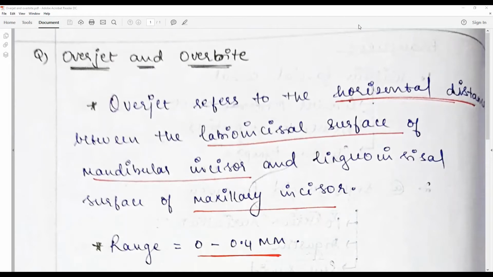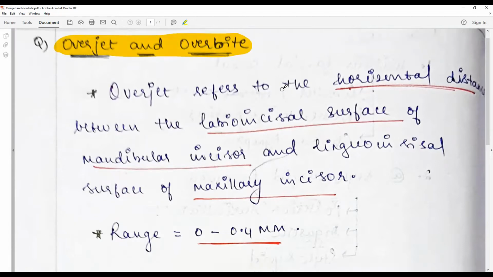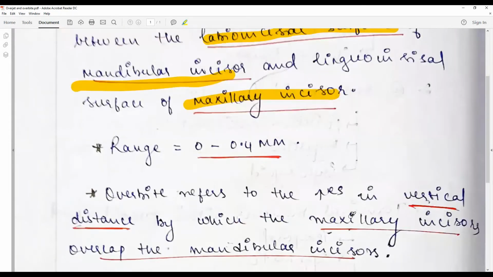The question that we are going to discuss today is overjet and overbite. Very important from prosthetics and preclinical prosthetics point of view. Overjet, going to the definitions: overjet refers to the horizontal distance between the labio-incisal surface of mandibular incisors and labiolingual surface of maxillary incisors.